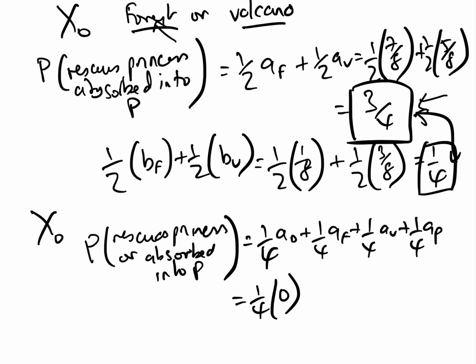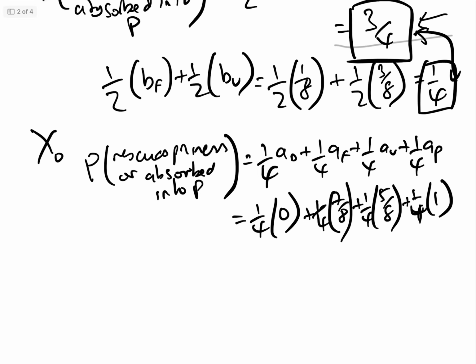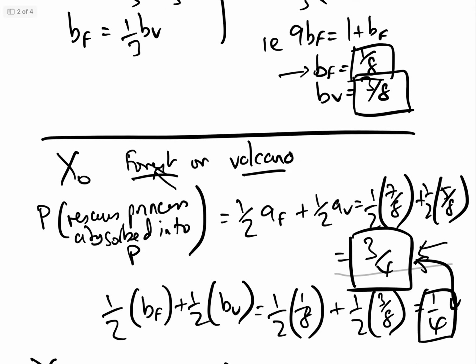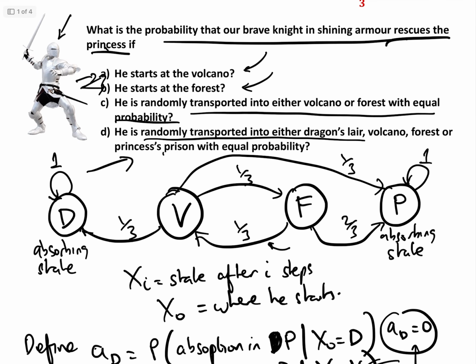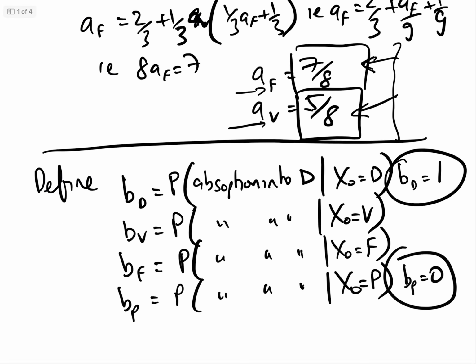which equals 1/4 times 0, because the probability he rescues the princess if he's already beaten by the dragon, remember, is 0, add 1/4 times 7/8, add 1/4 times 5/8, add a quarter times 1, AP of course being 1 because he's already rescued the princess, and that equals 5/8, and so therefore the answer to question D is 5/8. This one he's randomly transported into any with equal probability.